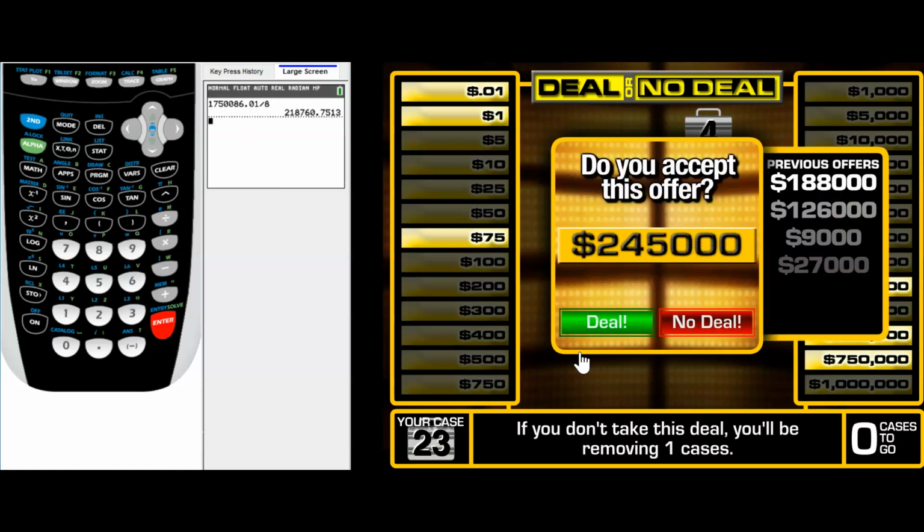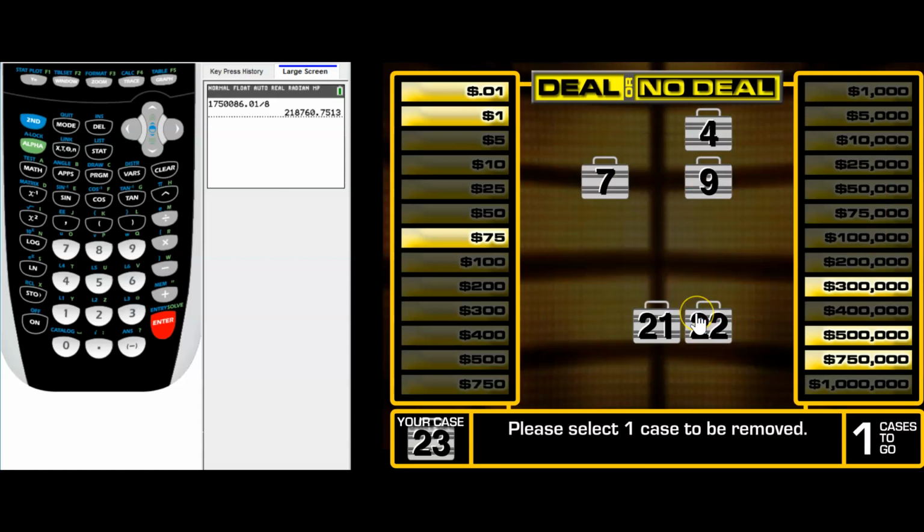Wow, so now it's at 245,000. So if we were to compute the expected value from this point, we have 750,000 plus 500,000 plus 300,000. So that's 1,550,000 plus another $76.01, divided by 6. We get a value of 258,346. And so remember, they gave us an offer of 245,000.